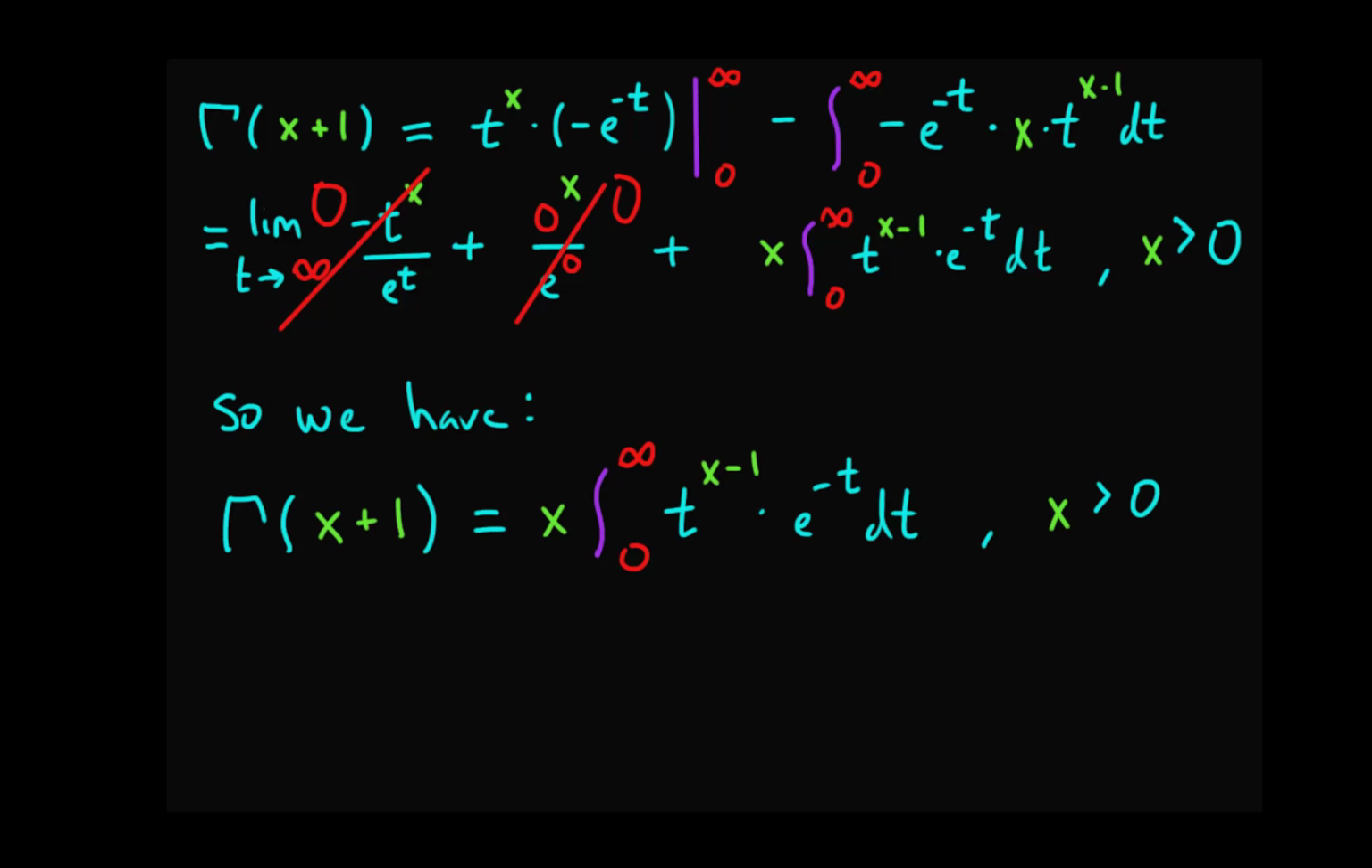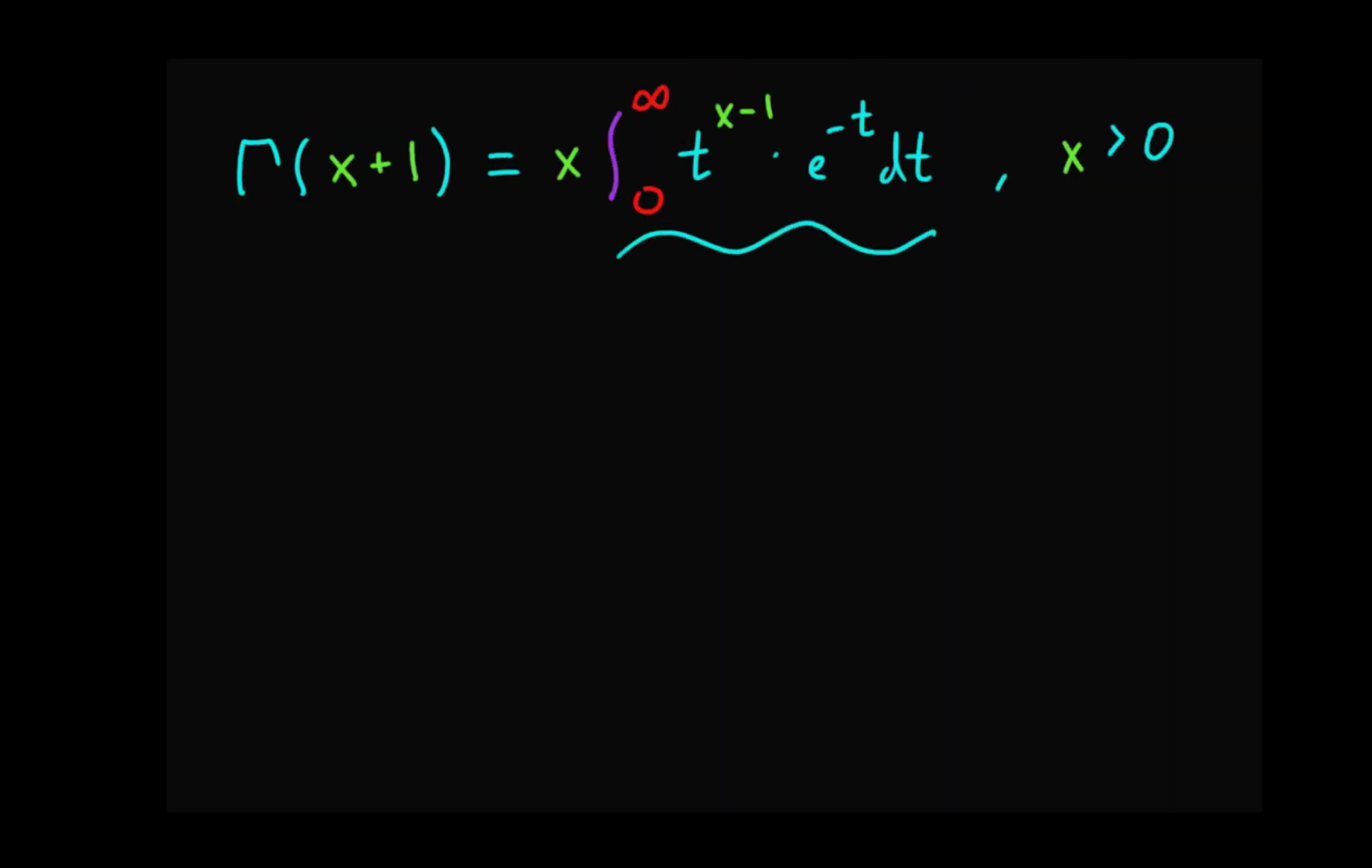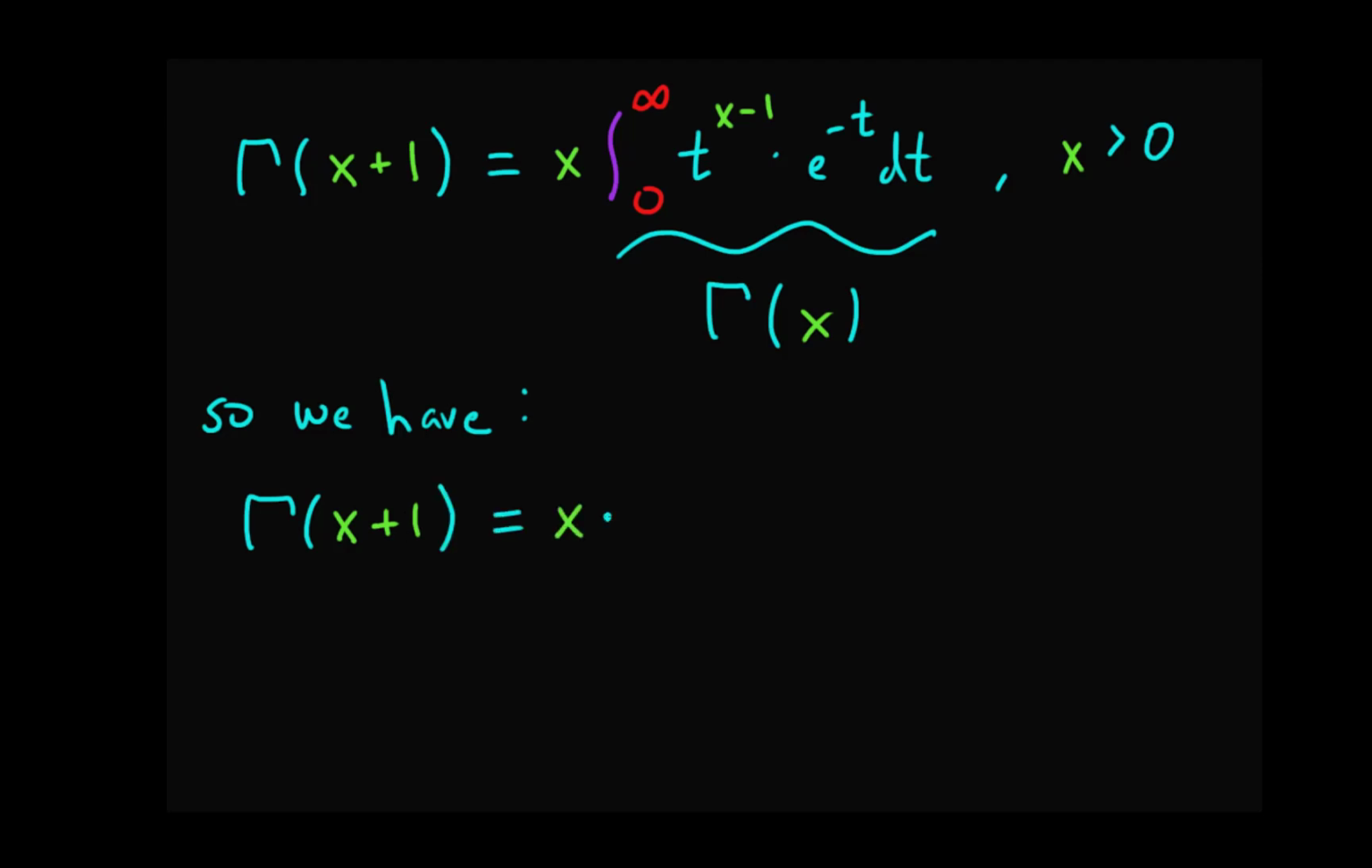We saw that in cases where x is negative, those terms which we were able to cancel actually diverge. But now, if we look at what we have in that integral there, the integral from infinity to 0 of t to the x minus 1 times e to the negative t dt, that's just gamma of x. So we've actually proved in full generality the gamma functional equation, that gamma of x plus 1 equals x times gamma of x. Again, for all x greater than 0.